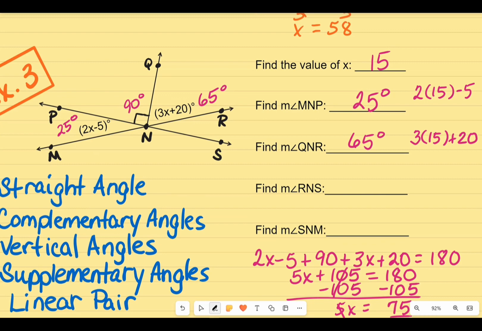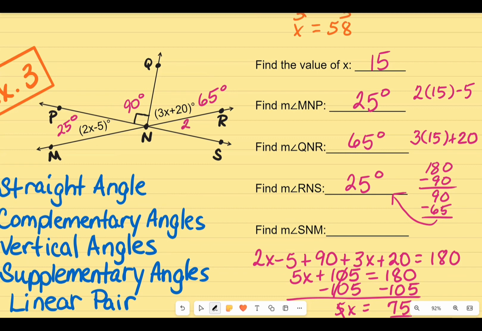So if the measure of angle MNP is 25 degrees, so is this one. The measure of angle RNS is also 25 degrees. Or I could have looked at it as another straight angle and then try to find this information by taking 180, subtracting 90, which would have left me 90, and then subtracting 65. So subtracting what I know and subtracting the other known angle. If I did that, this would have ended up being 25. So there's more than one way to do it.